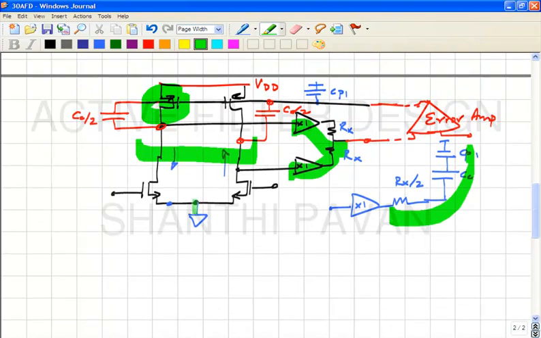So the bottom line is that even though this looks attractive, in the sense that it can fit in a lower supply voltage than a differential pair based design, okay, we find that it has got its own set of problems which need to be properly addressed.